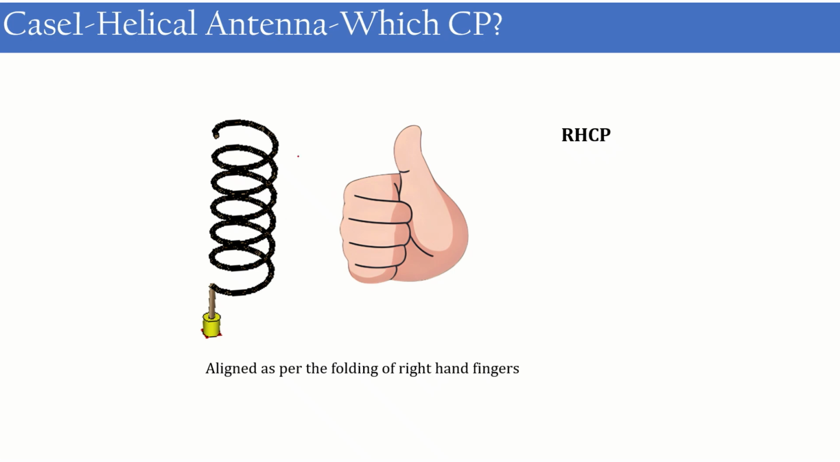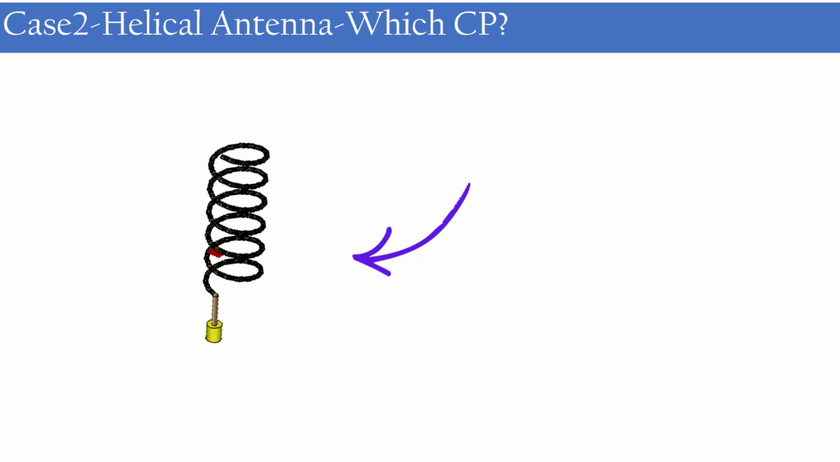Here you can see that the coil folding is in this direction. If you analyze the folding of our right hand, we can see it is in the same direction as that of these coils. So we can say that this antenna is right-hand circularly polarized. Let's take another antenna where the orientation is in the clockwise direction.